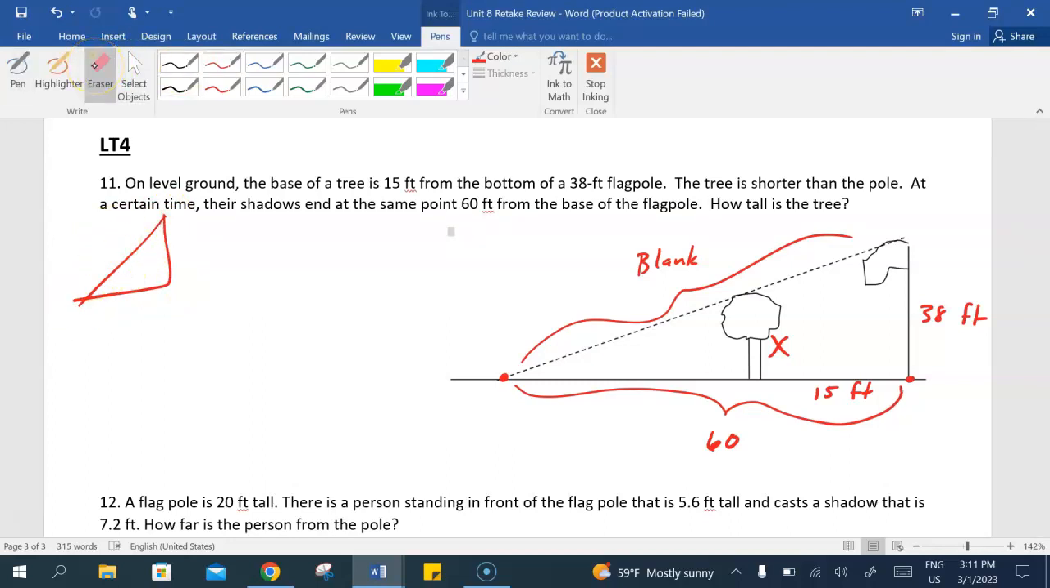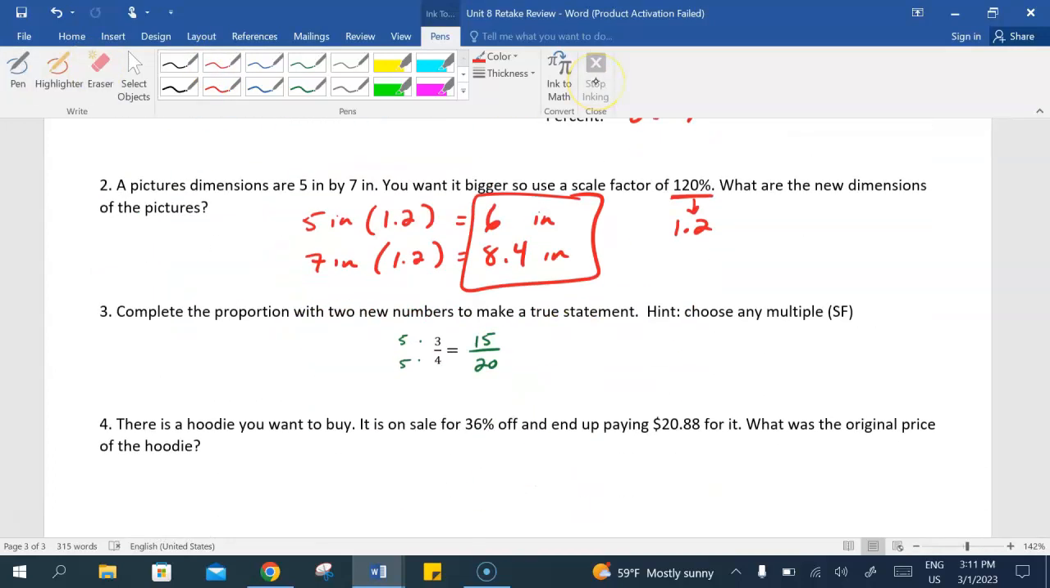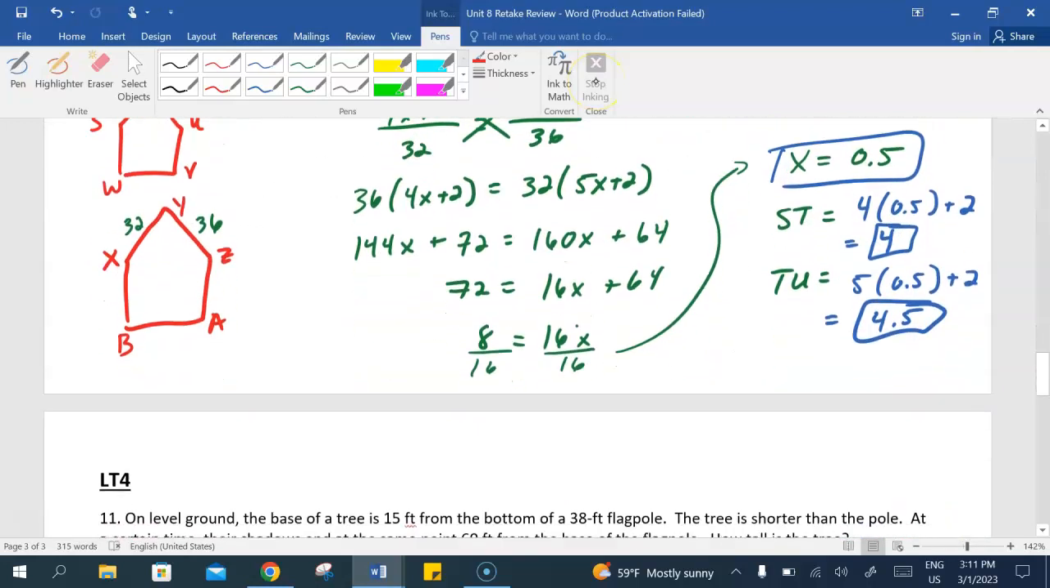Oh my God, my pen is not working. Here we go. Bigger triangle. Oh my God. So sorry.